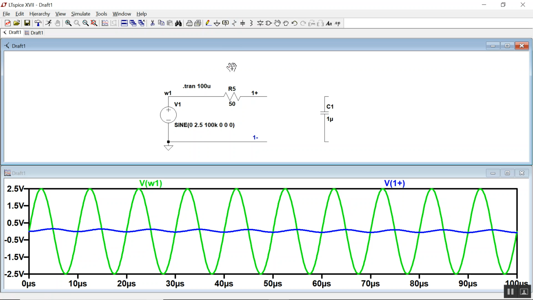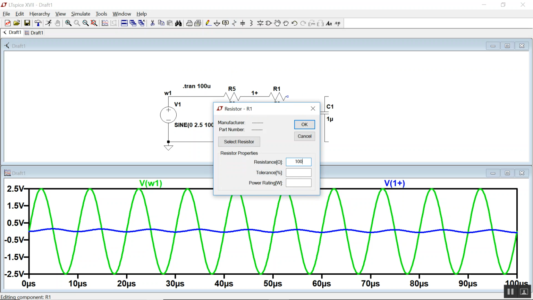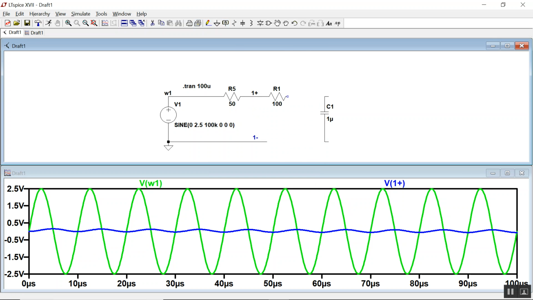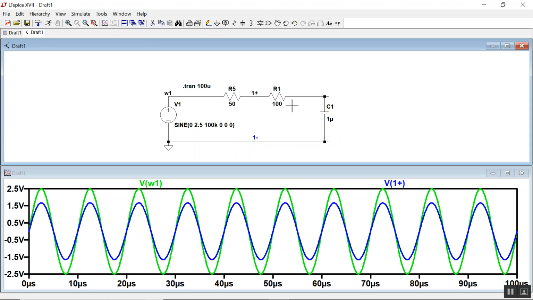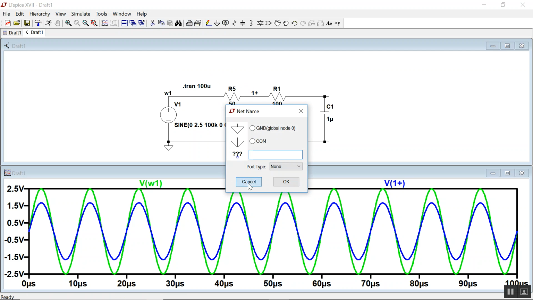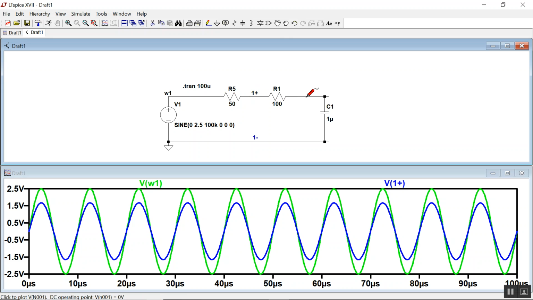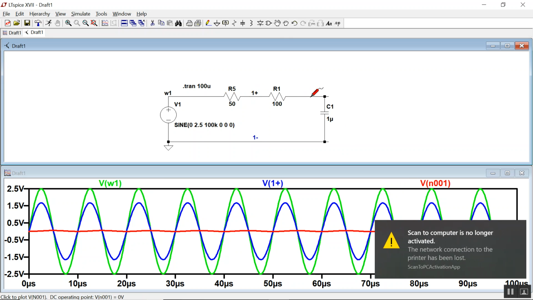Not only that, but if I was doing a low pass filter, and let's say this was 100 ohms. Okay, this would be the ideal filter, but the true response of that filter will include that 50 ohm series resistance. Okay. And this would be the output of the filter.